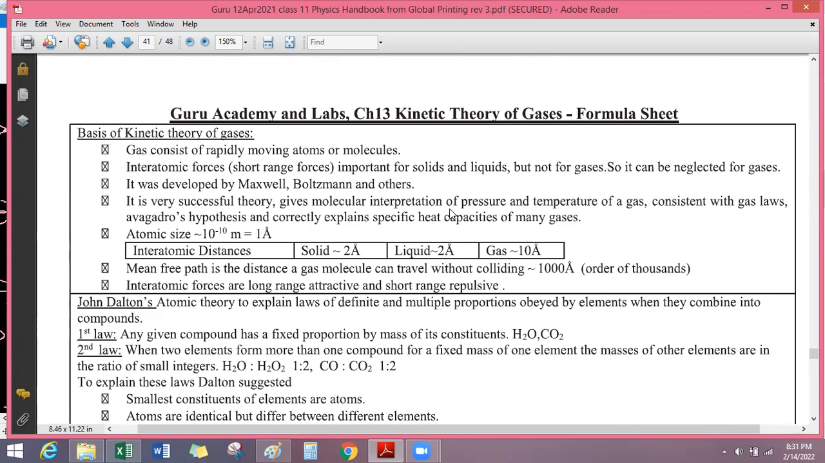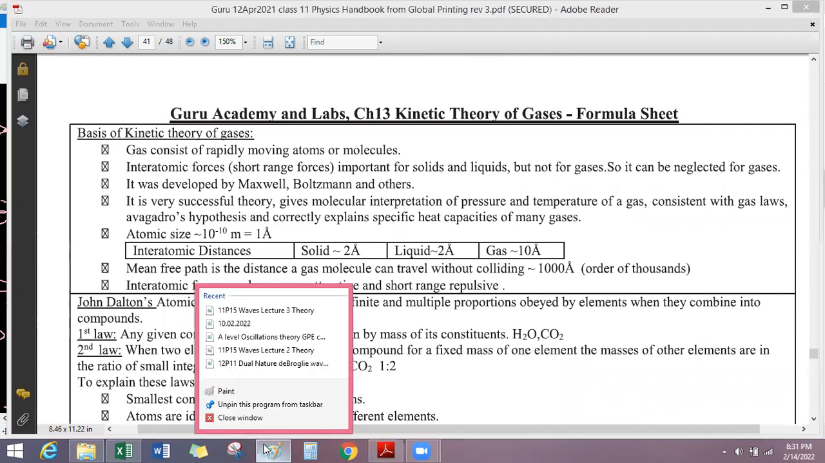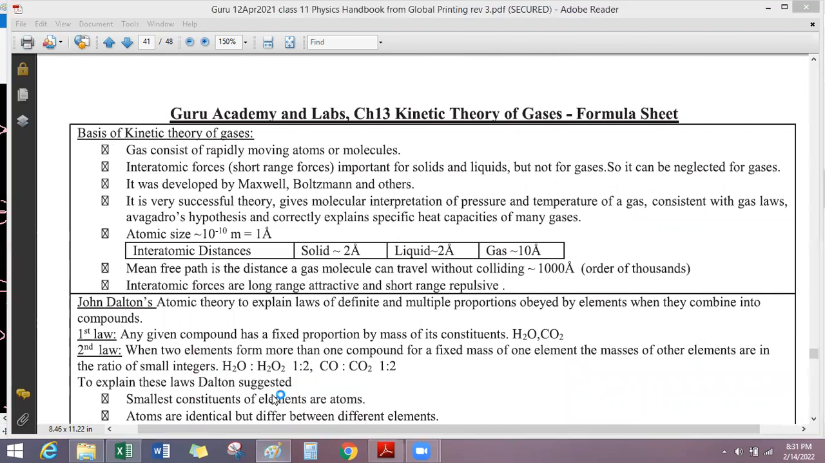So look at this, basis of kinetic theory. As the name suggests, kinetic means moving. So the gases are not stationary. The molecules are continuously moving. How do I know that? Well, if I open an LPG gas cylinder at one end, I can smell it on the other end within a few minutes. Which means, if I want to represent it in a diagram.